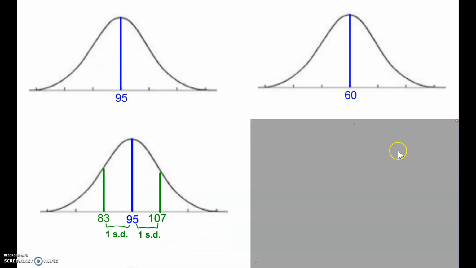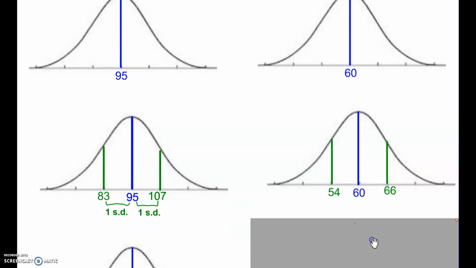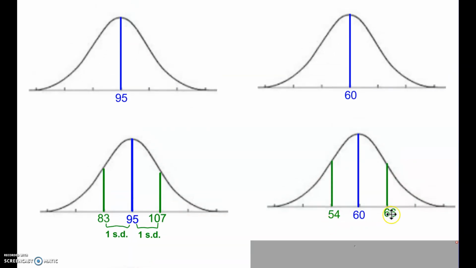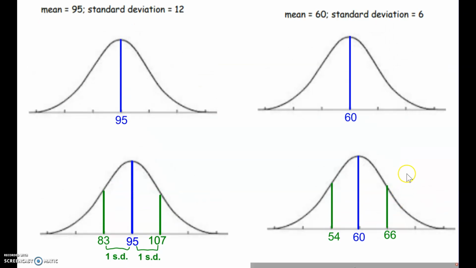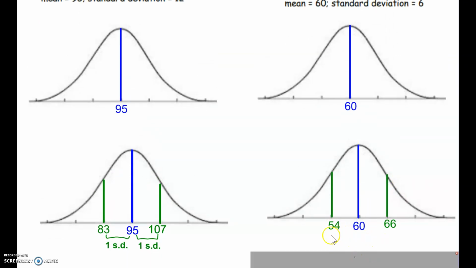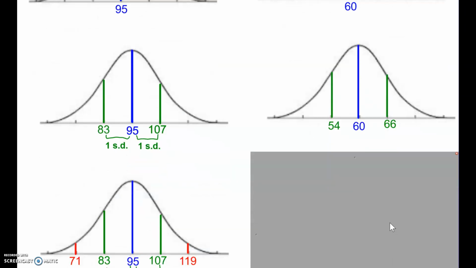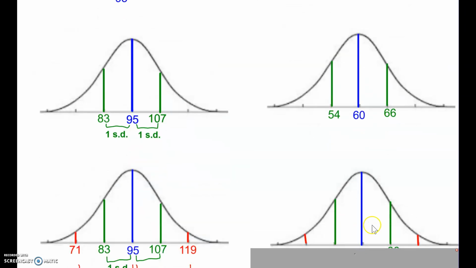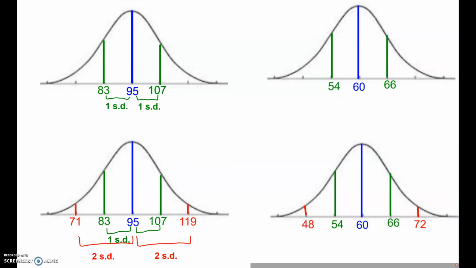All right, let's see how you did. So I'm going to scroll down. I'm going to subtract or add that standard deviation of 6 on either side and get to 54 and 66. To get the second standard deviation, I'm going to subtract another 6 on each side, and that'll take me to 48 and 72. Now you're wondering, why do I care about that?